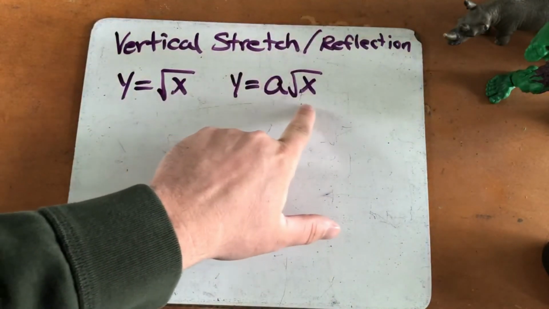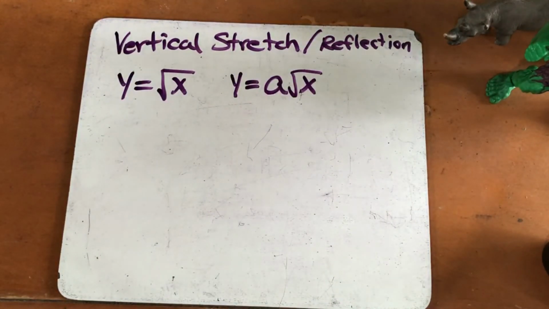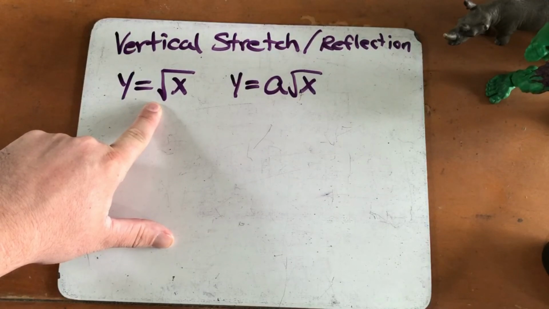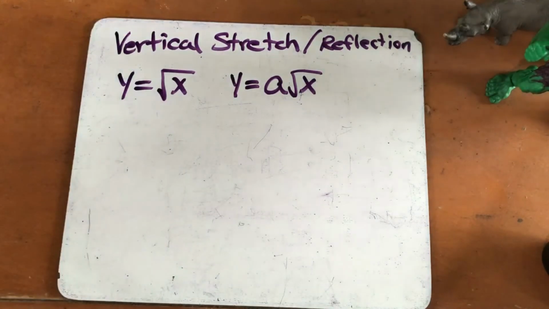Notice this is a times the radical. There is no plus or minus, okay? In this part, a is 1. There is no vertical stretch. There is no reflection. All right, we want to identify what would make it stretch and what would make it reflect.